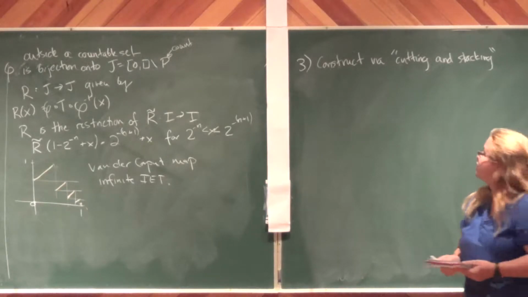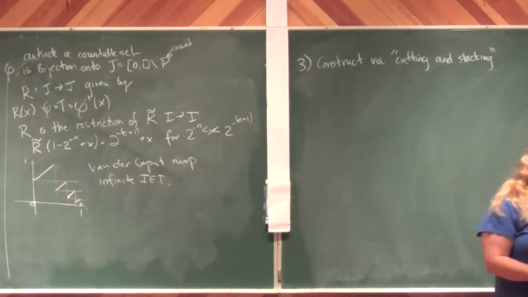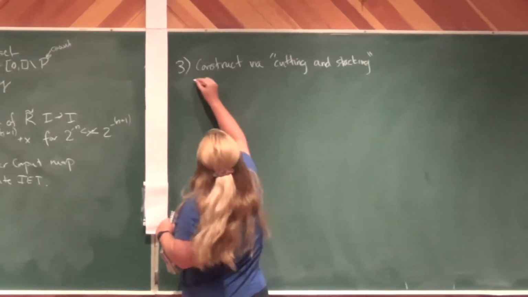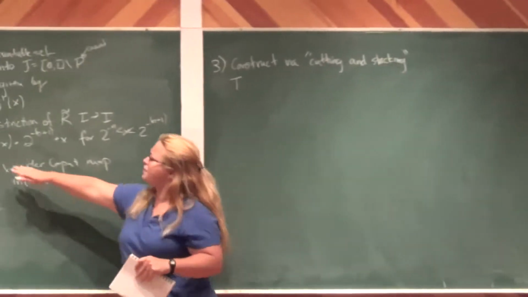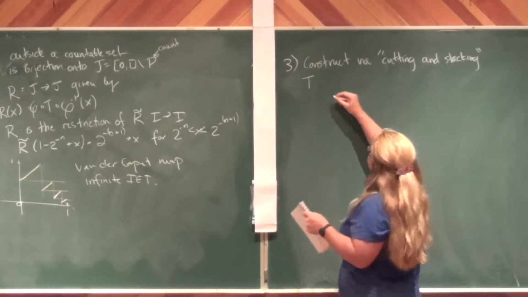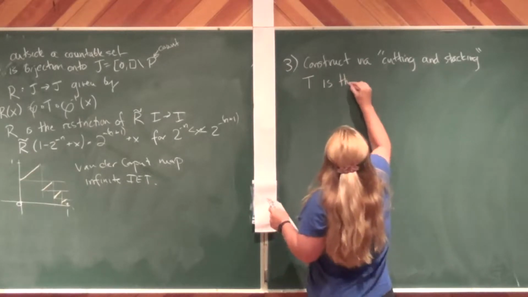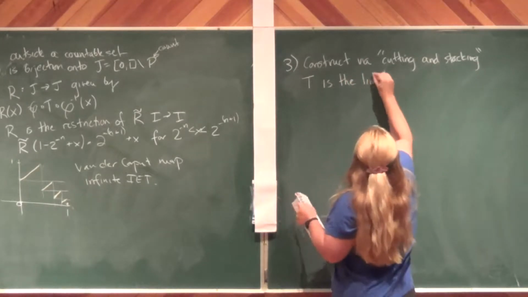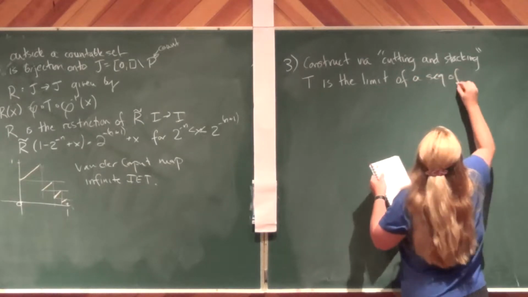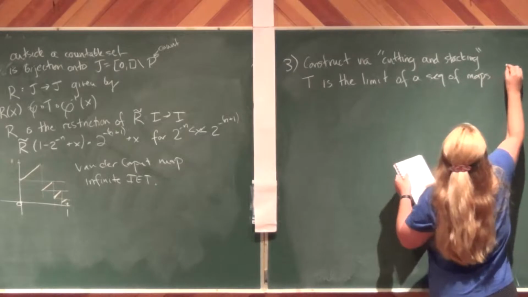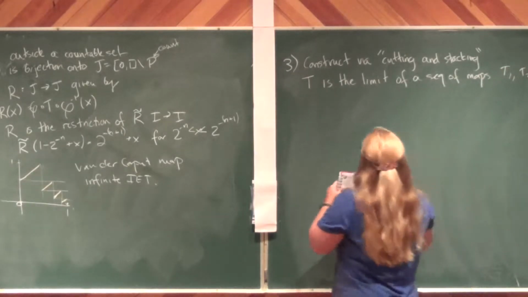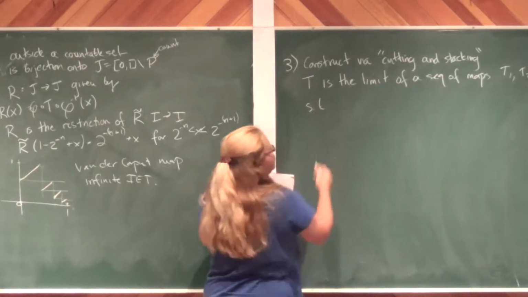Cutting and stacking is a method of describing a map as the limit of a sequence of maps. So I'm going to construct the map T. I refer to it as R over here, but now I'm going to call it T. They're really all the same. T is the limit of a sequence of maps, which I'll call T1, T2, T3, etc.